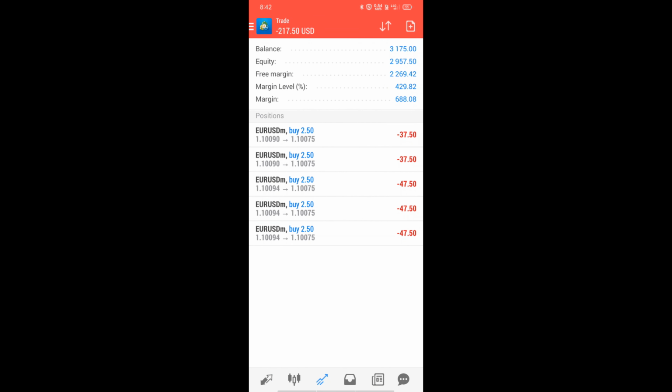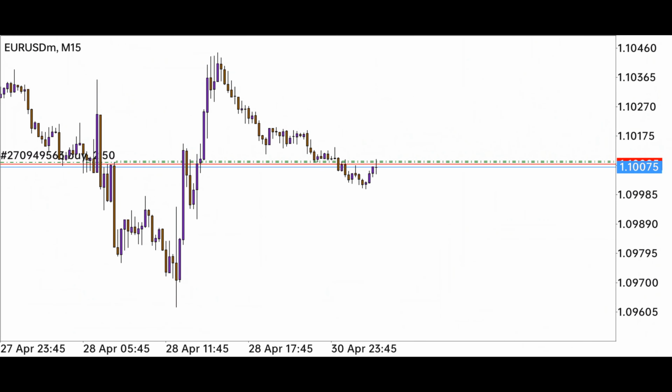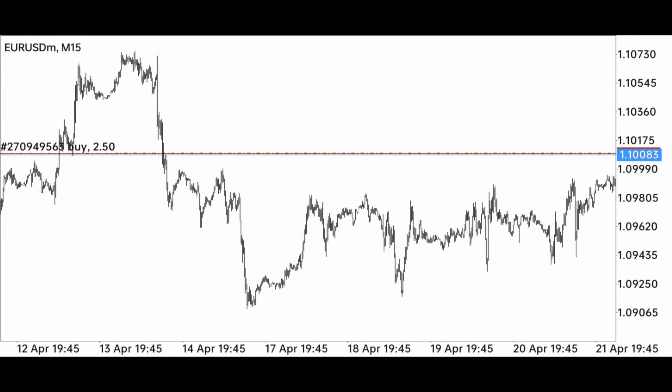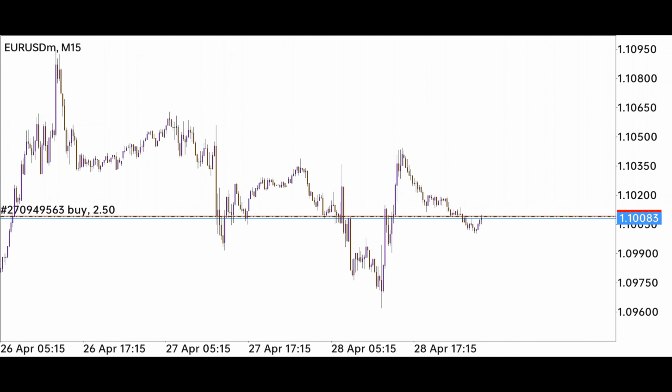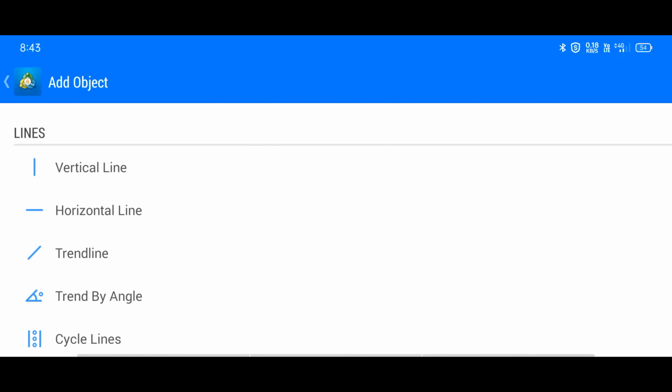Guys, here we got to see losses, which is around $210. This account of ours is of $3,175, which we will grow. Here I will explain to you why I applied for buying trade, by which you can also full trade and scalp trade on such patterns.